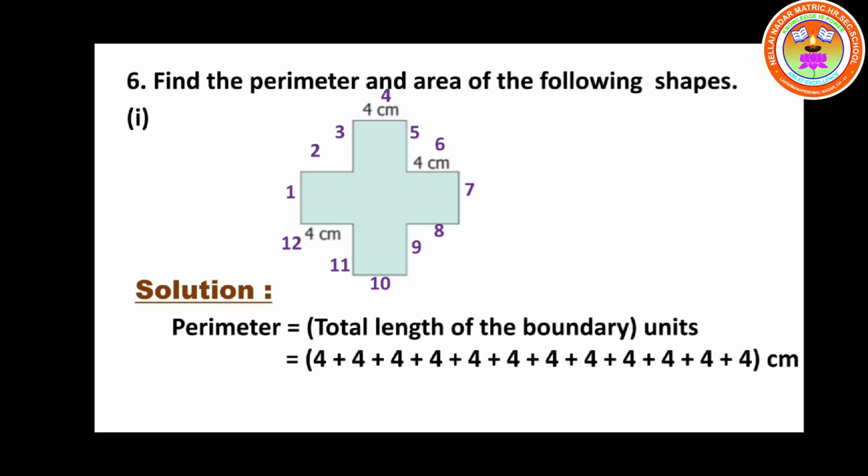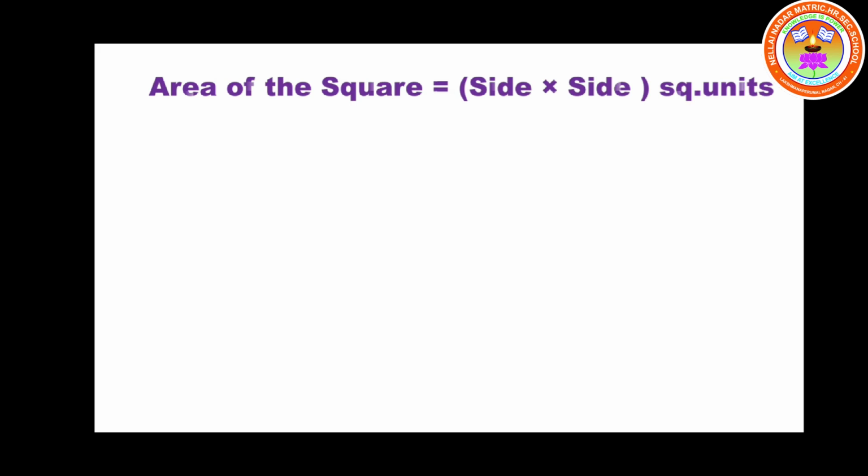4 centimeter. So you can write 12 into 4, or else you just add 4 12 times, that is 4 plus 4 plus 4 and so on, 4 centimeter. Okay, so your answer is 48 centimeter. Okay, now we have to find the area.